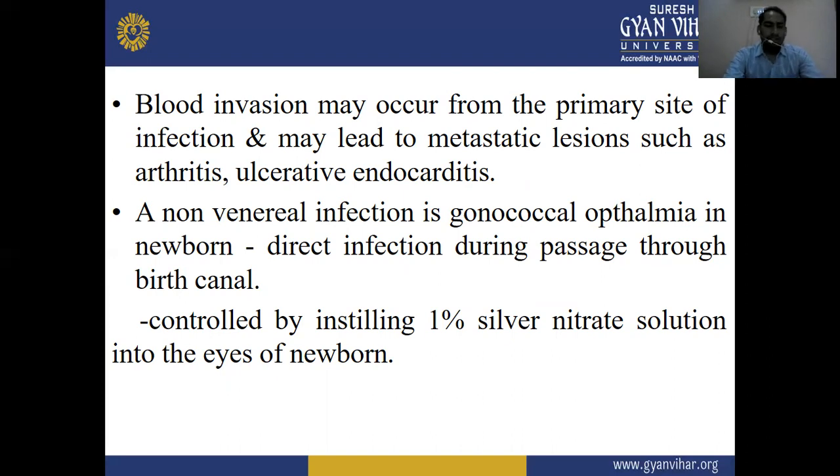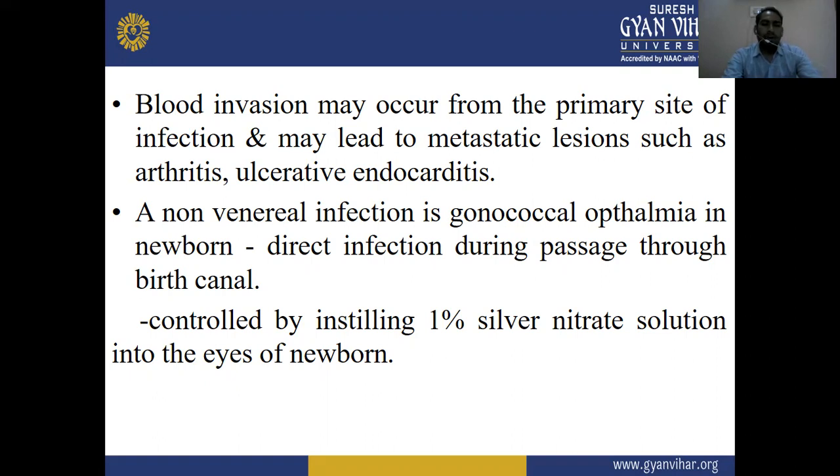Arthritis is an inflammation of one or more joints, causing pain and stiffness that can worsen with age. And ulcerative endocarditis is a rare and potentially fatal infection of the inner lining of the heart, the endocardium, and it is most commonly caused by bacteria entering the blood and traveling to the heart.